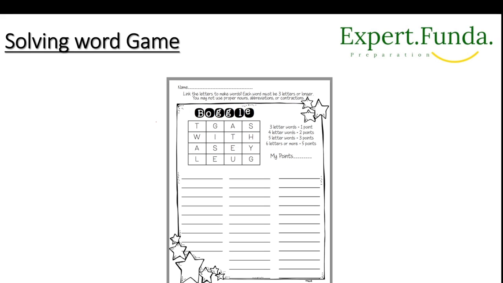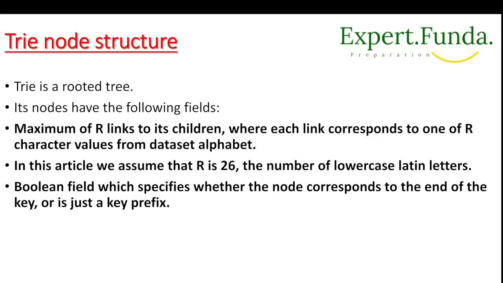For example, Hello world. And if you are solving a word game like the one Google has, you can select the words from the grid and make the word. So these are the applications that we are seeing. Now let's understand the Trie node data structure.